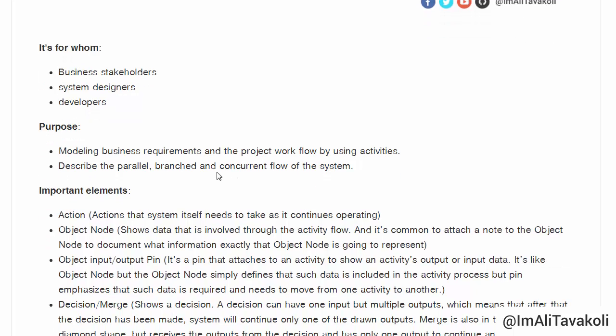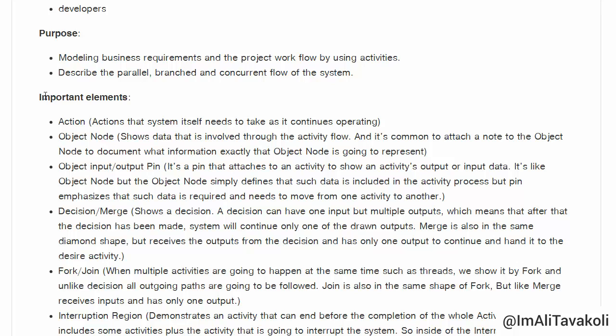I will go back up there, but let's take a look at these topics and see for whom an activity diagram is. It's good for business stakeholders, system designers, and developers. What is its purpose? Modeling business requirements and the project workflow by using activities, and describing the parallel branches and concurrent flow of the system. Right?